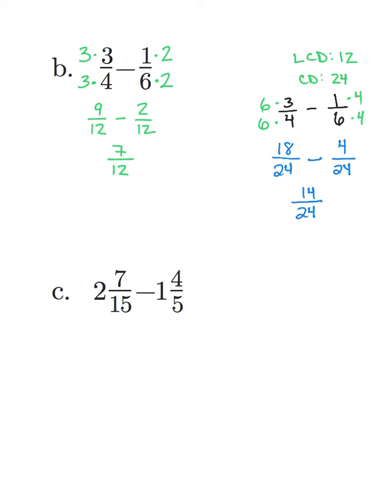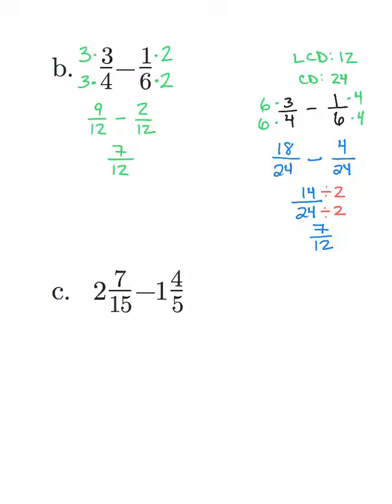Now, one of the things about common denominators versus least common denominators is this. With common denominators, if it is not the least, you are guaranteed that you will have to simplify the fraction. Least common denominator, you might have to simplify the fraction, but it's not guaranteed. So, 14 and 24, these are both divisible by 2. If we divide by 2, we get 7/12.